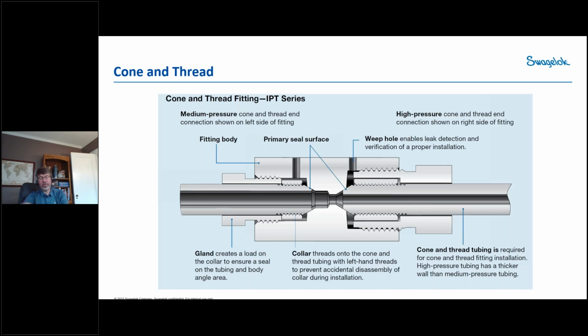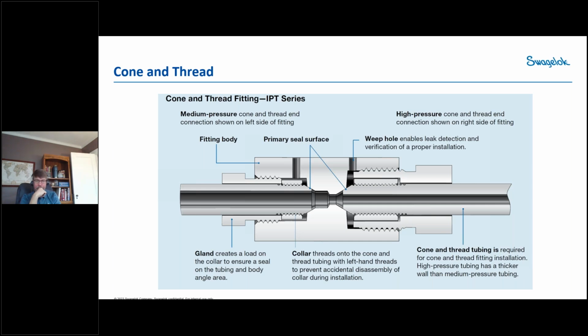So people want to improve upon that, and this is a very popular high pressure fitting technology, which is called cone and thread. This is still used today quite a bit. And what we're doing here is we're creating that same flare style sealing surface, but by doing so, we're actually taking the tubing and machining a cone onto the end of the tubing, and then also behind the cone, we're machining a thread.